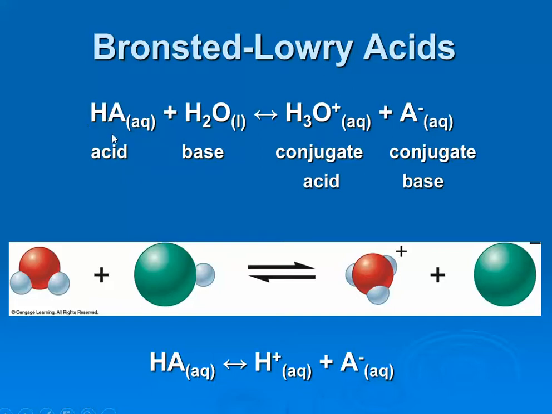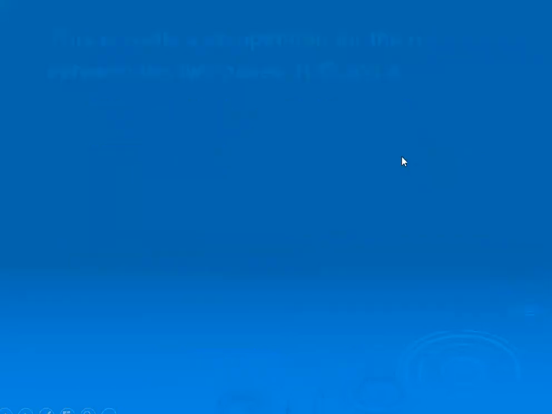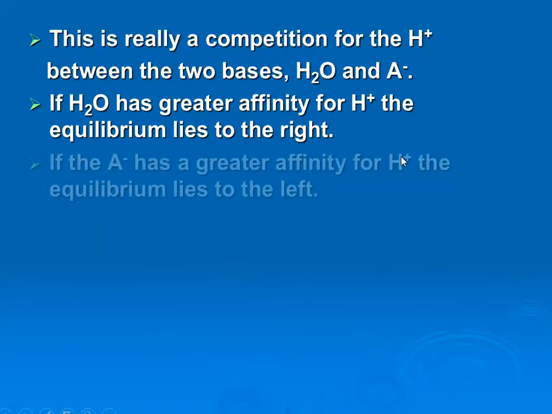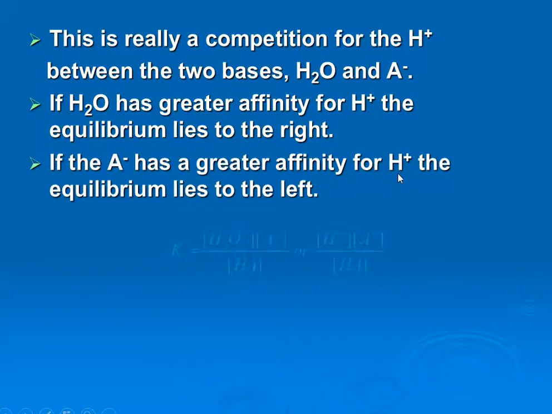So what you often see is that if we have a strong acid, then its conjugate base is relatively weak. But if we have a weak acid, then that conjugate base is relatively strong. And so we'll see that come up as we go along here.